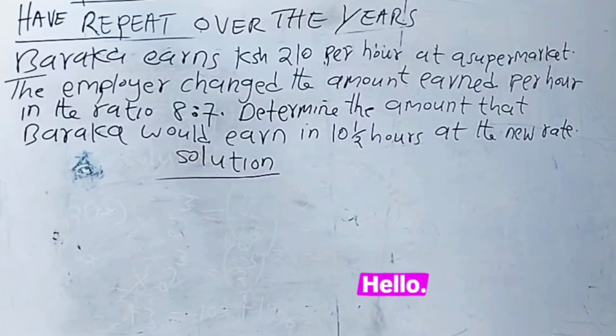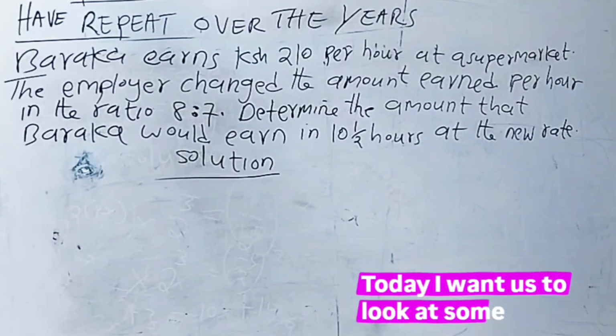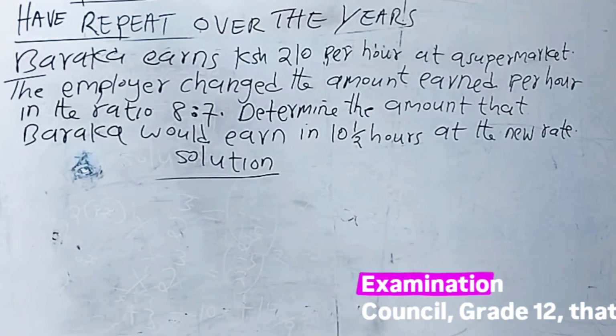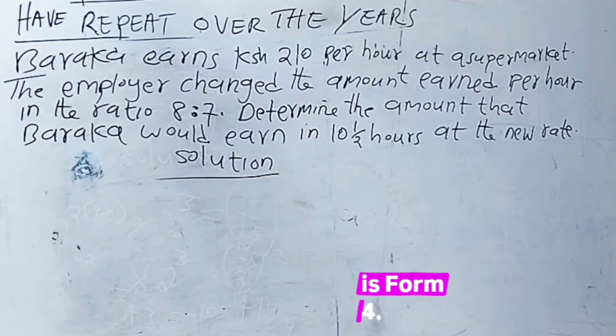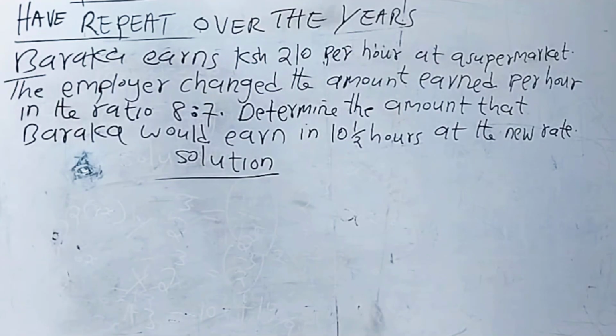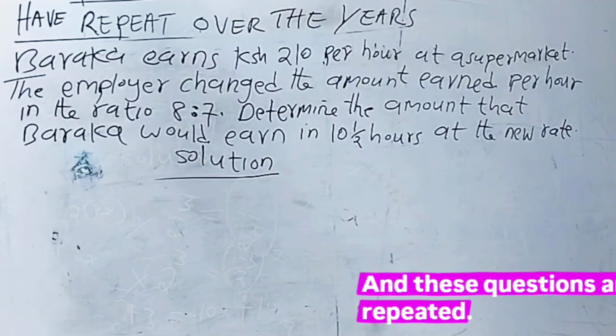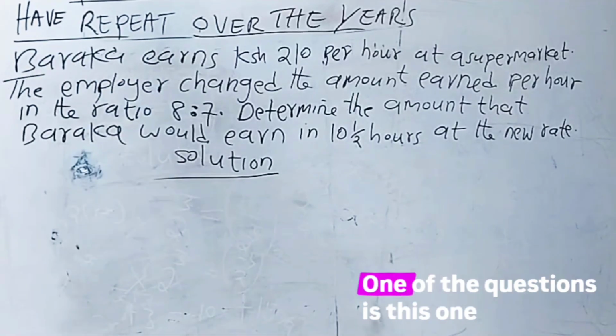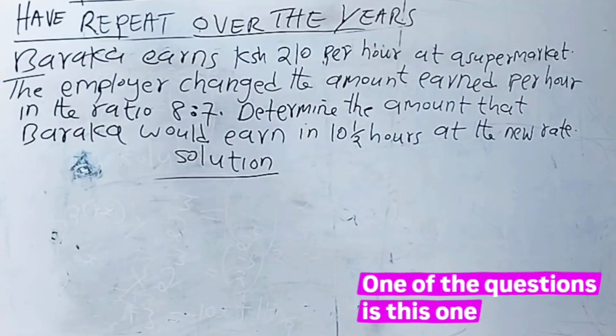Hello, today I want us to look at some questions that have repeated over the years in the Kenya National Examination Council, grade 12, that is from 4. And these questions have repeated. They have been coming in various exams. They repeat. One of the questions is this one here.